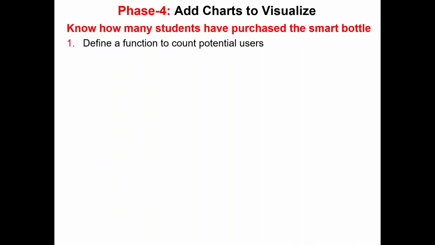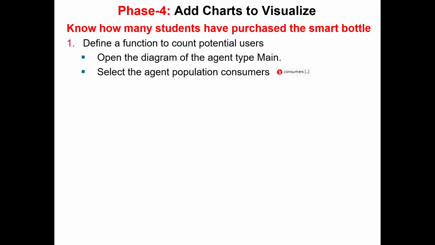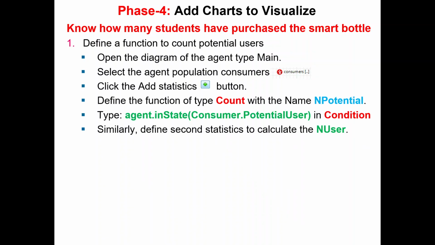For that, we will open the main diagram, and then there is an icon of the consumer. If you click it, it will open the properties on the right side of the canvas. And if you go to the properties, there is an add statistics button. Here you will add a statistic of type count, because you want to count the number of potential users and number of users, so you will add a function of type count.